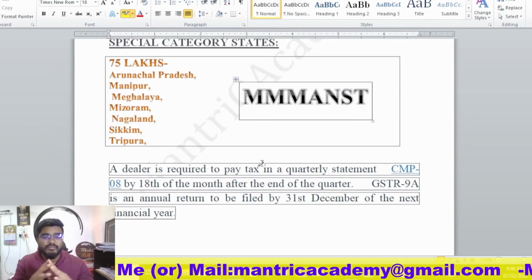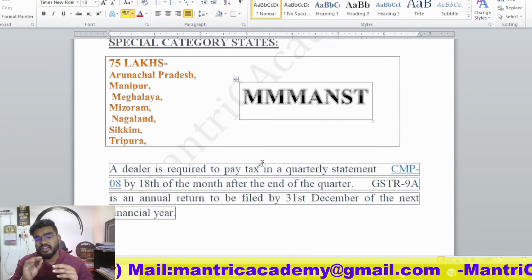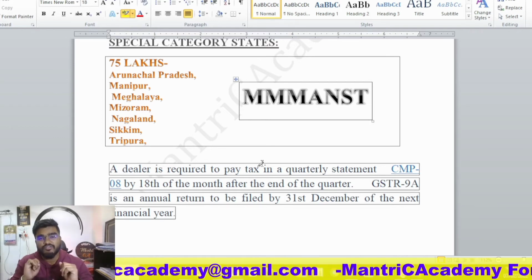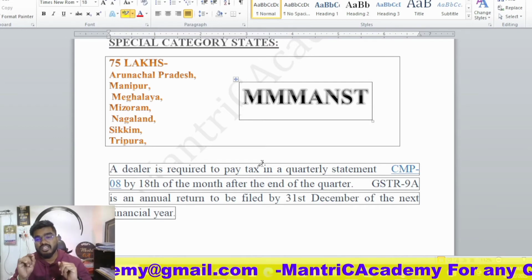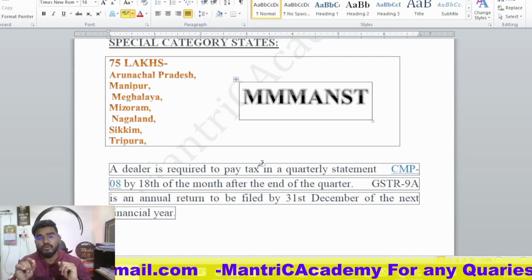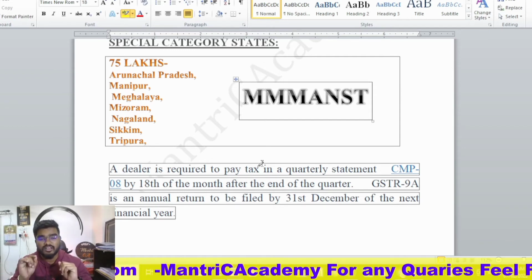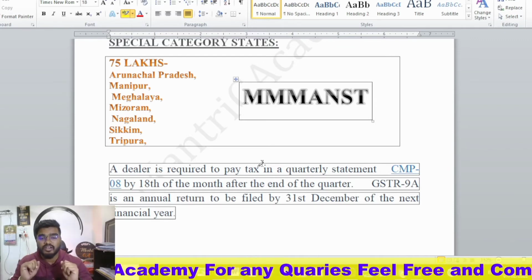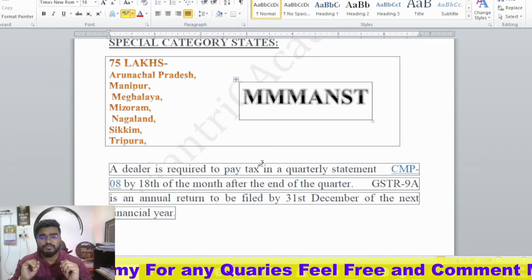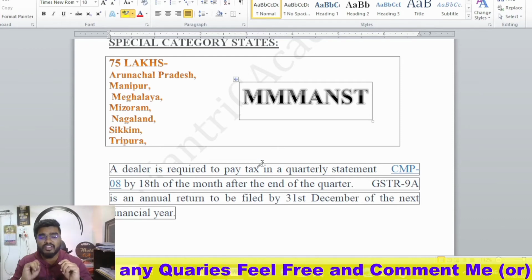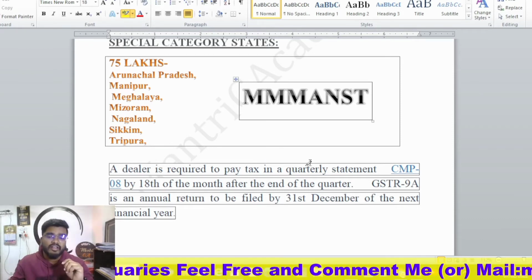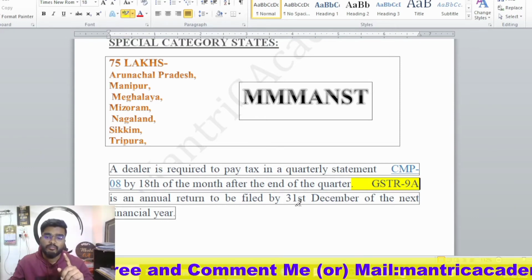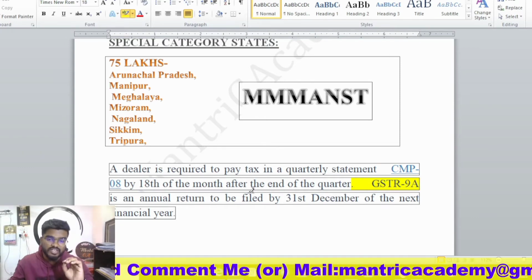After knowing the limits of the composition scheme, a dealer who has taken the composition scheme is required to pay tax quarterly. CMP-08 is the form for filing the quarterly statement. For example, you have to file quarterly return. There will be due dates and there will be one annual return, GSTR 9A. GSTR 9A is an annual return to be filed by 31st December of the next financial year.